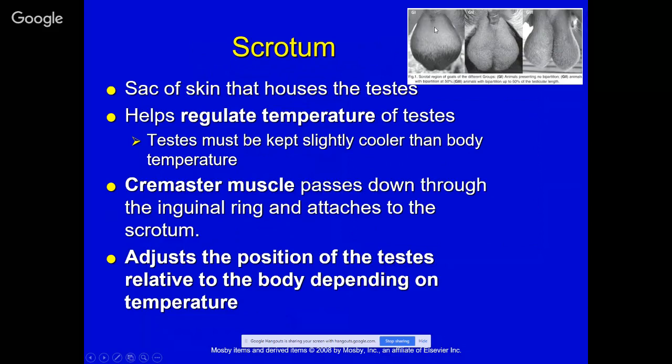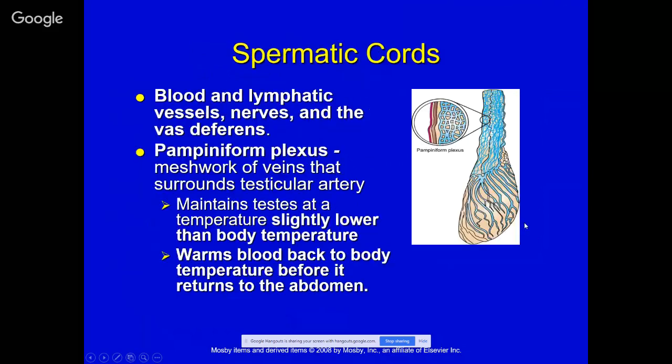So here we have animals that have descended testicles, and they are all the way down, or mostly down, in the scrotum. The muscle can pull them up closer to the body wall so that the testes warm up. So it's basically thermoregulation.